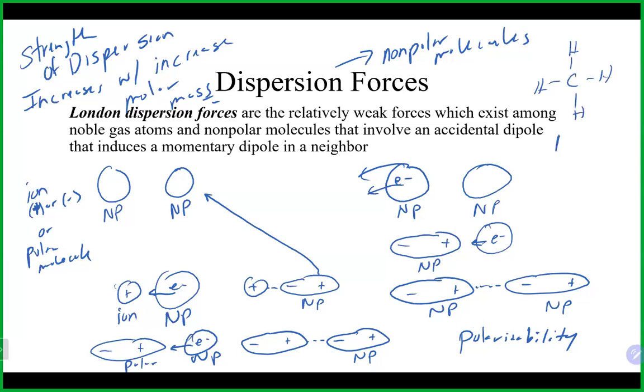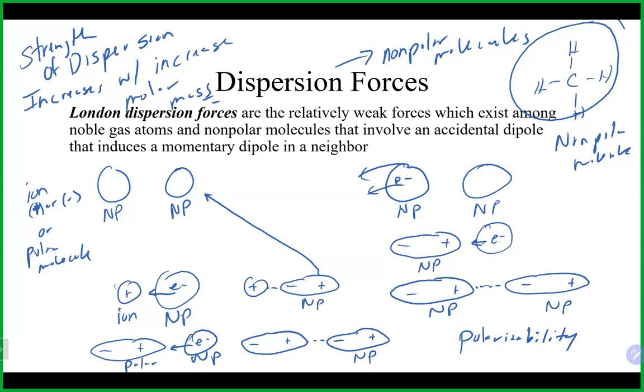Methane is a nonpolar molecule, and it's going to use dispersion forces. So pretty much a lot of organic molecules, which are nonpolar, use dispersion forces. And that's why a lot of organic things like propane, methane, butane, we think of as gases, because they are held together by super weak forces.